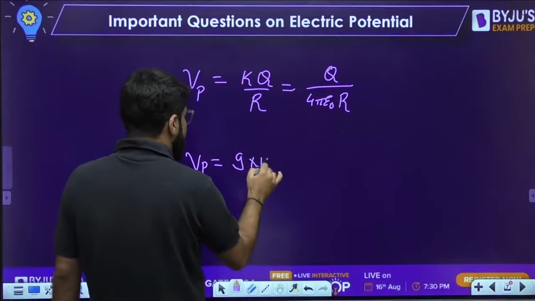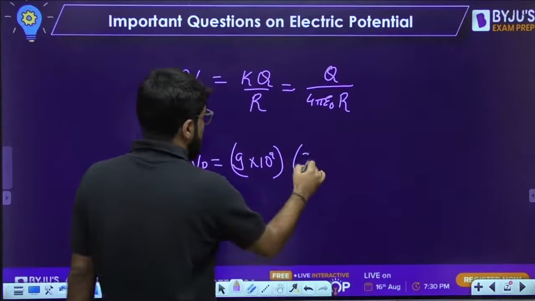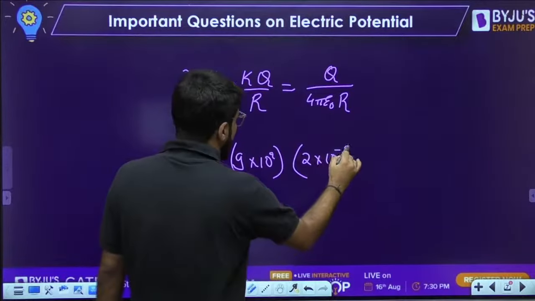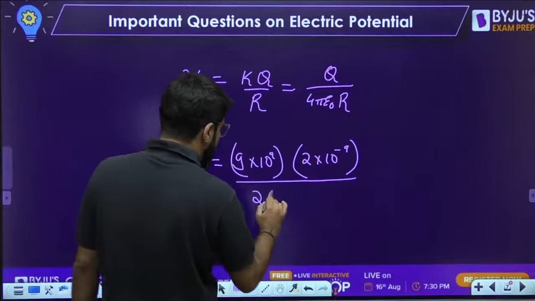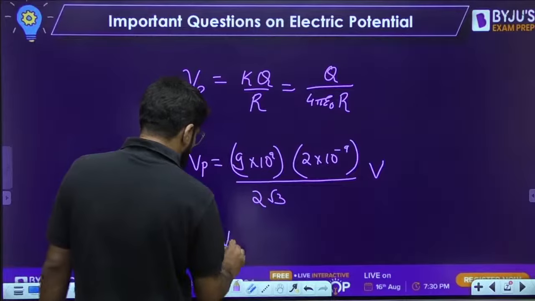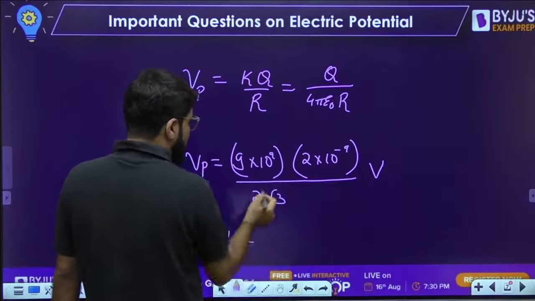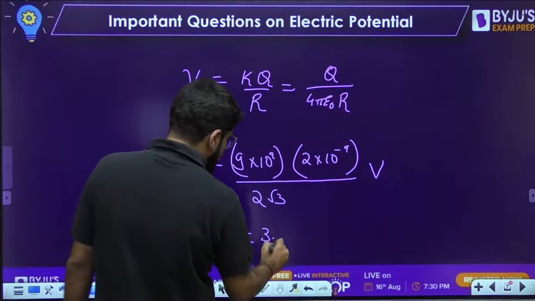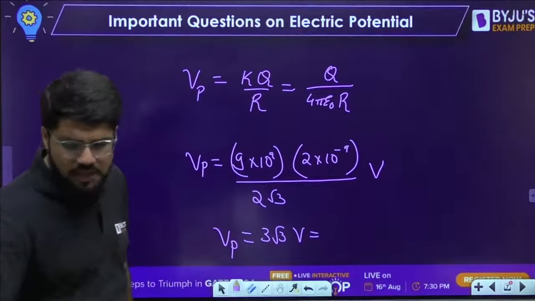In free space, K is 9 into 10 power 9 multiplied by the source charge due to which we are calculating the potential, 2 into 10 power minus 9, divided by the distance which has turned out to be 2 root 3. This much volt should be the answer. 10 power 9 and minus 9 cancel. 2 and 2 cancel. 9 by root 3, and that is nothing but 3 root 3. 3 root 3 volts is the answer.